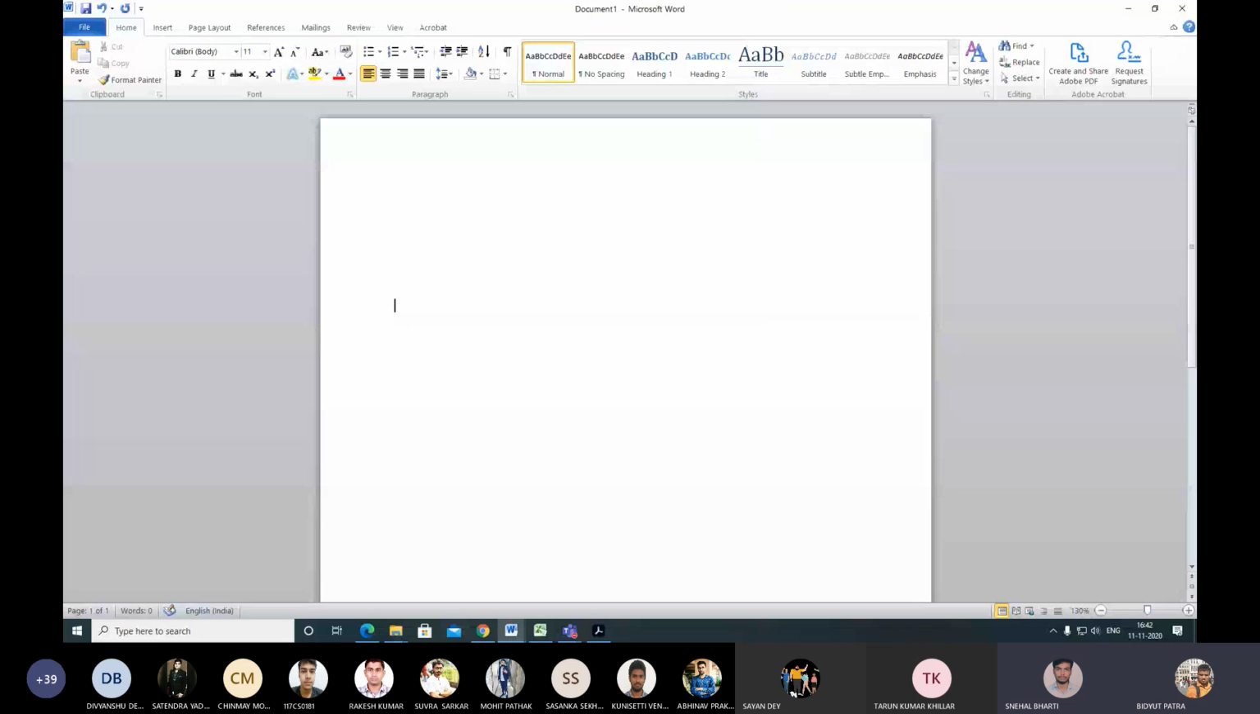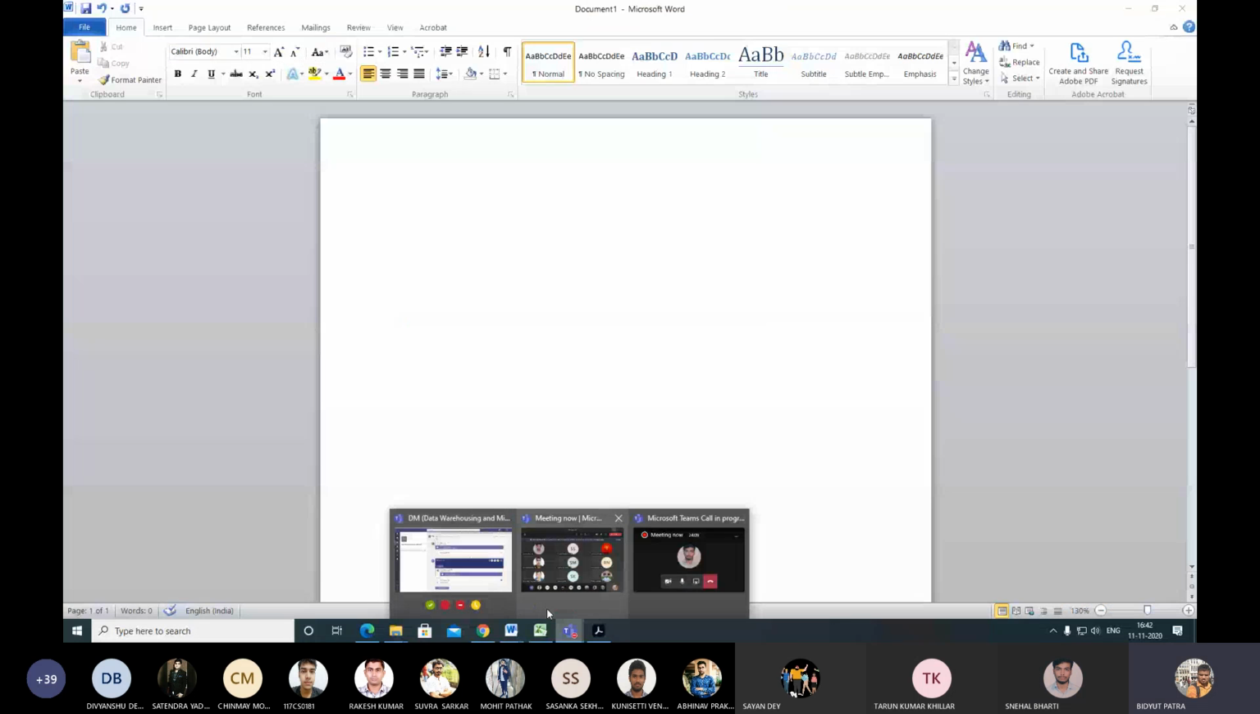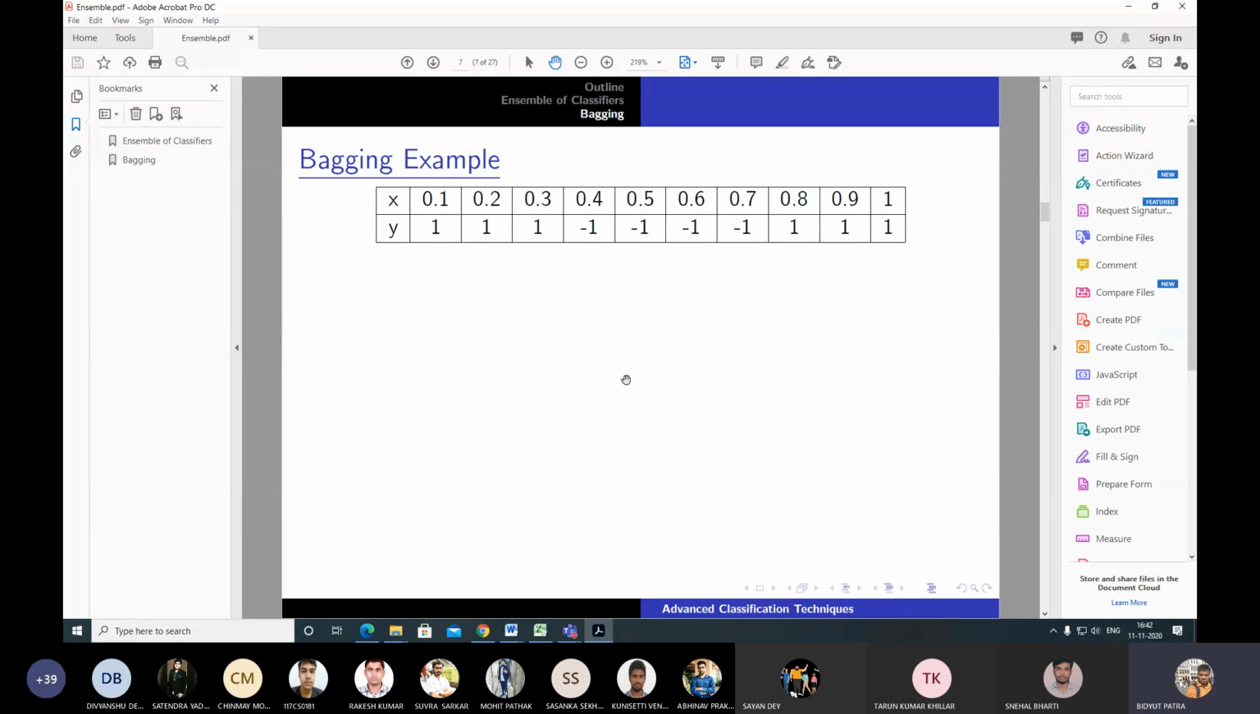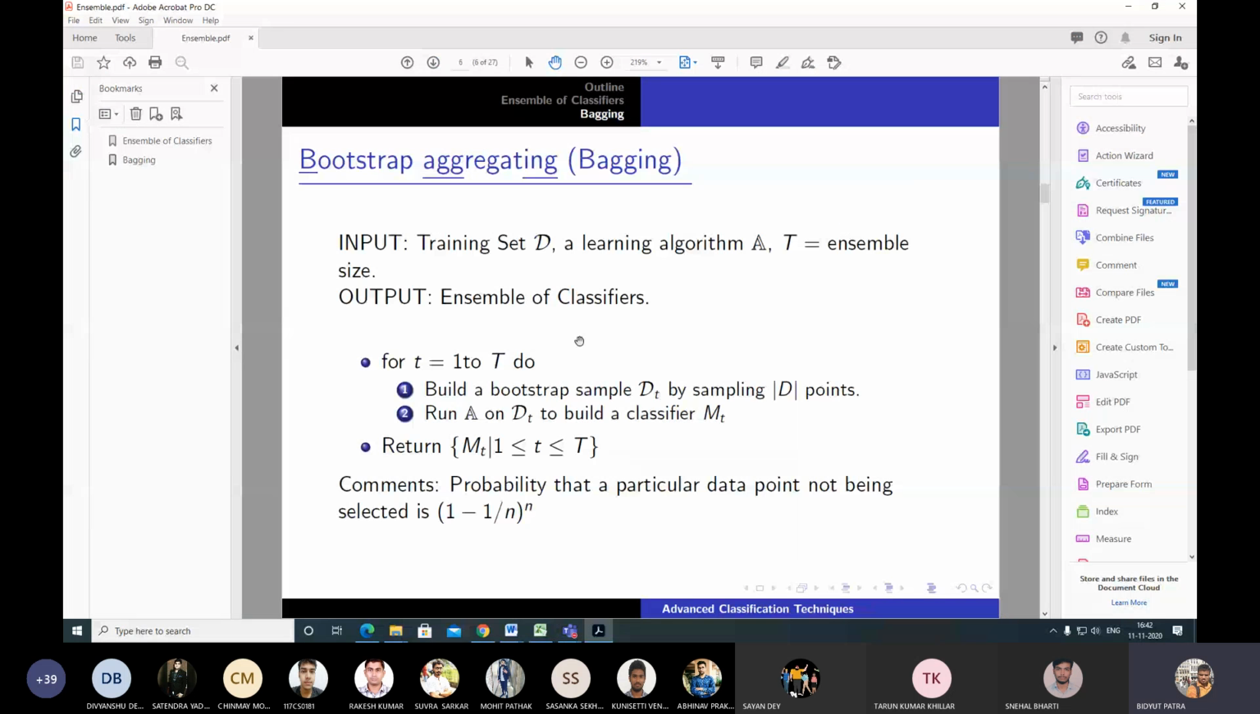So bagging is how you generate the training data set. If you use the sampling technique with replacement, that is called bagging. The rest of the thing is the same. Once you have the different training data sets, you apply the different classification technique. You are developing the training data set with replacement, and that technique is called bootstrap. That is why it is called bagging.